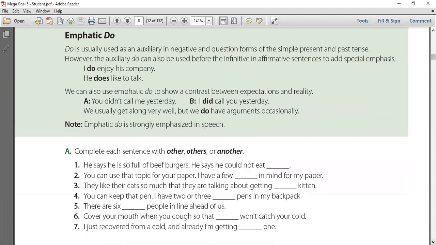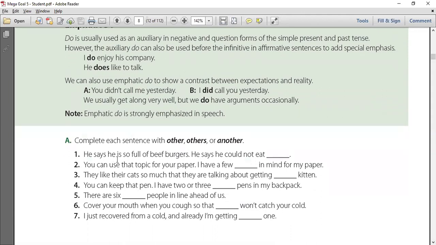Okay, together now, Thalith, please. He says he is full of beef burgers. He says he could not eat others or another. Beef burgers. Always when I answer with other, others and another, I must know what the end of the sentence refers to. Always other, others and another refer to something or refer to a word. So he says he's full of beef burgers. He says he could not eat another one. Only one word. Another.